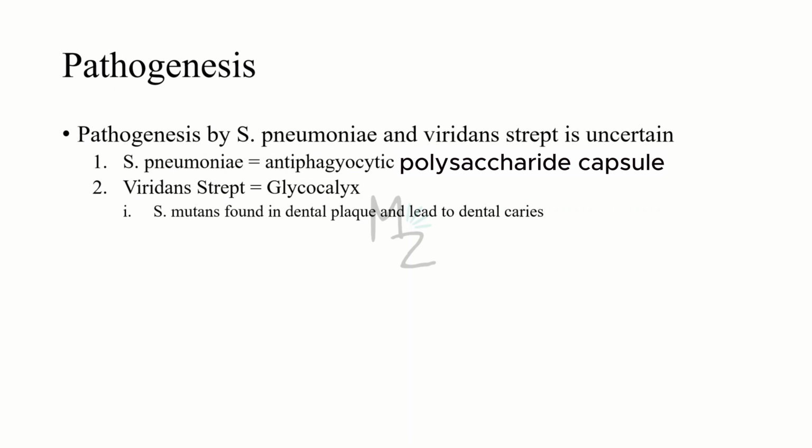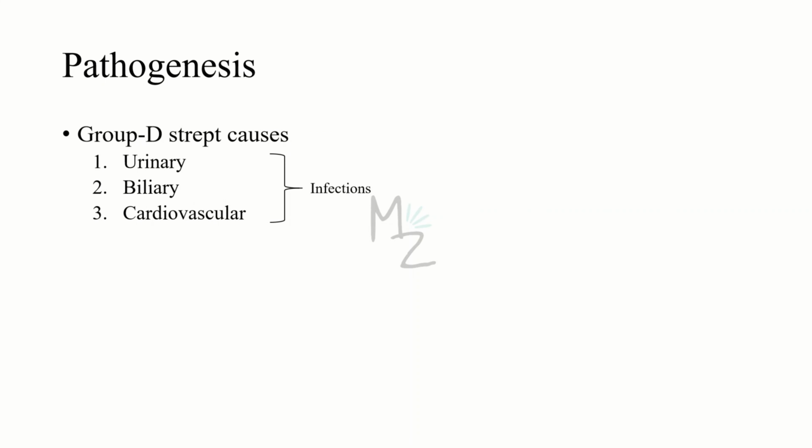And this infection can spread to the brain because of dental surgeries, as they're found in the normal flora of the mouth. So after dental surgeries, these bacteria gain access to the brain through the blood vessels and are responsible for causing diseases in the brain like brain abscesses. Group D Streptococcus is responsible for causing urinary, biliary, and cardiovascular infections.